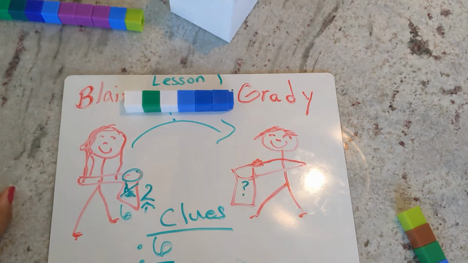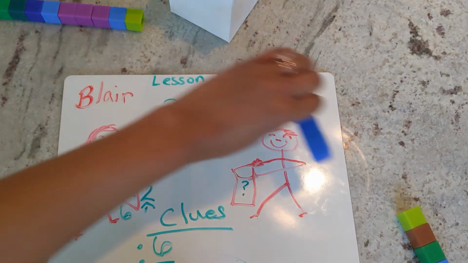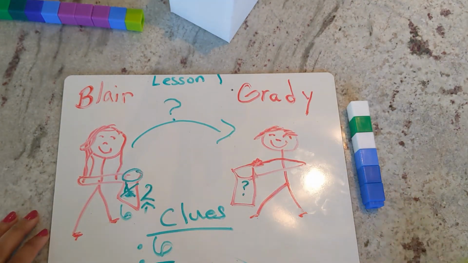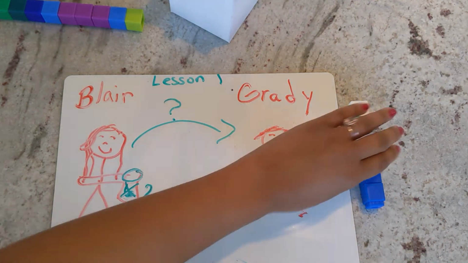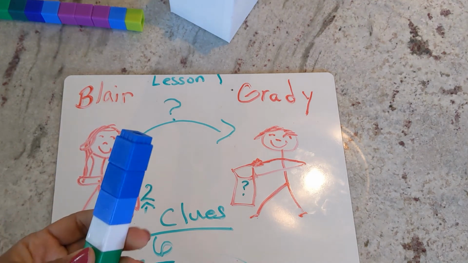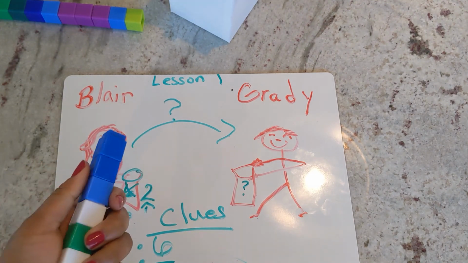So this is the end of this lesson for group 1. I would like you all to go and figure out the problem, write a number sentence, and explain your thinking to a parent.